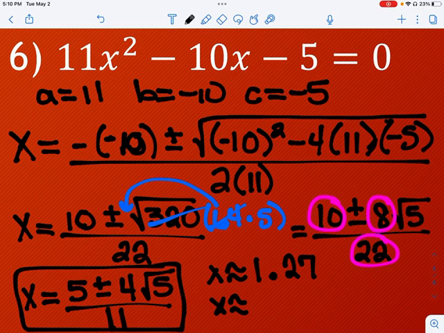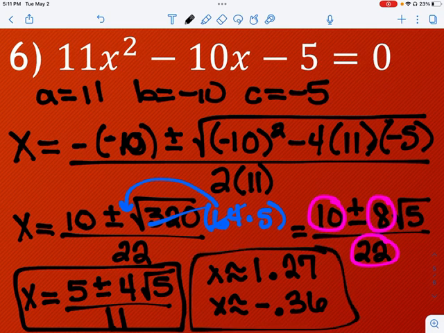Then I come back and I go 5 minus 4 square root of 5 equals, and that's negative 3.94 divided by 11, and that's going to give me negative 0.358, so we're going to round that up to negative 0.36. And that is how we do the quadratic formula.